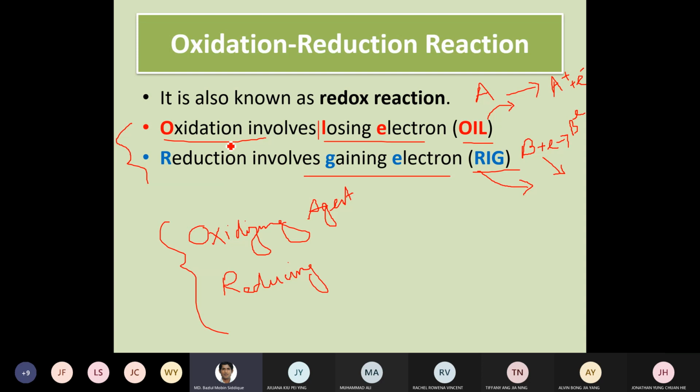So there is a very hard way to remember this, but OIL RIG, if you remember this, please remember this: oxidation is losing of electrons, and reduction is gaining of electrons. So this is today.